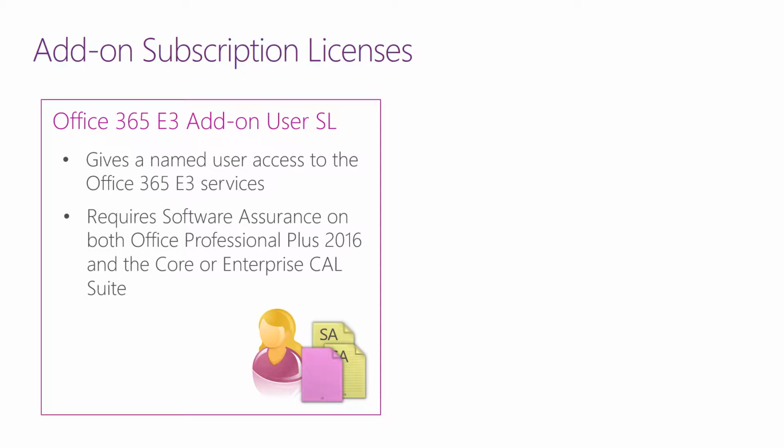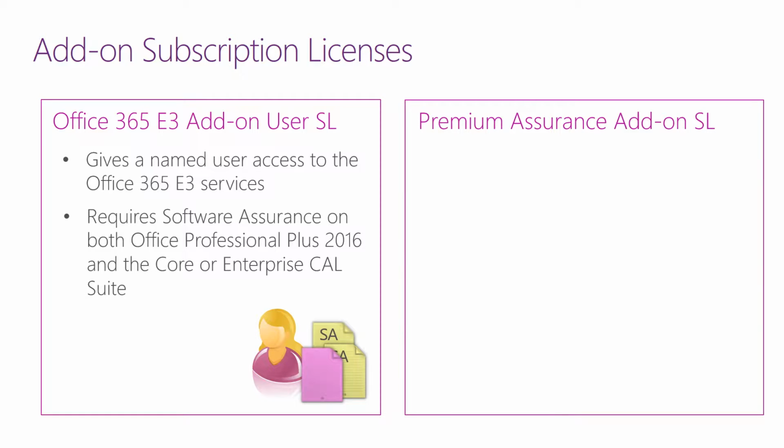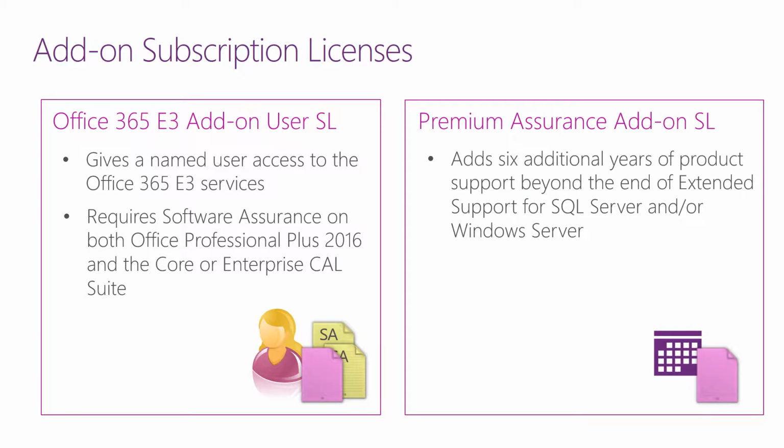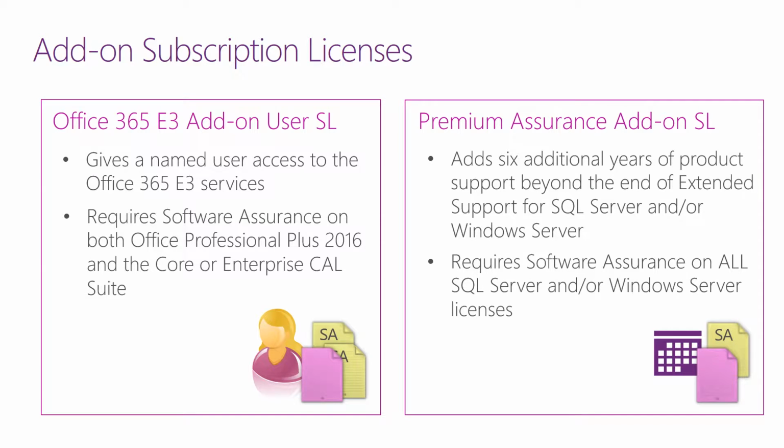Let's take another example on the server side this time, and I've chosen the Premium Assurance add-on subscription license. This adds 6 additional years of product support beyond the end of extended support for SQL Server or Windows Server, or both of course if required. Again, the words add-on in the license name indicate that there are underlying licenses required, and this time there are 2 requirements. There must be active SA on the underlying SQL and or Windows Server licenses, and the whole estate must be covered with these Premium Assurance add-ons.